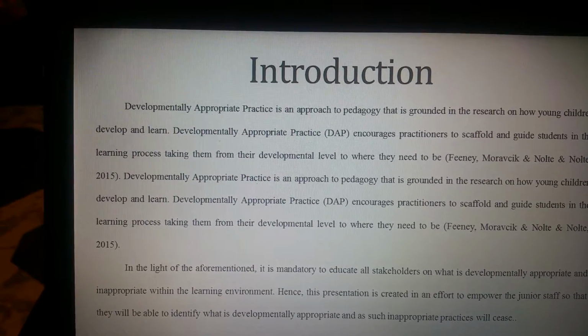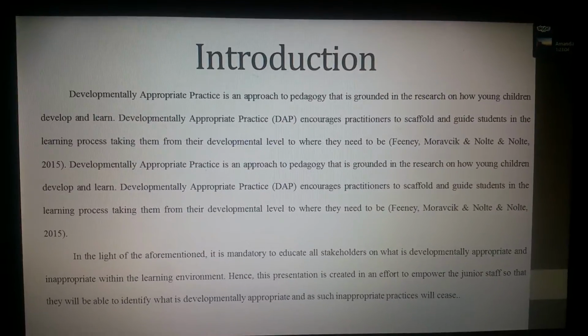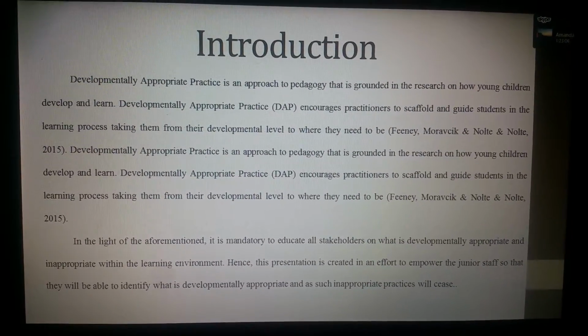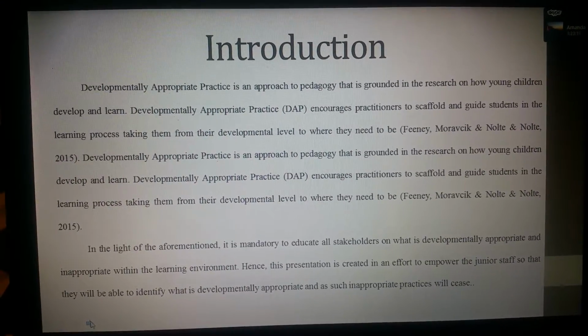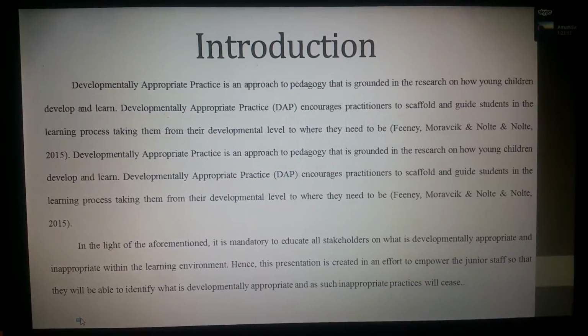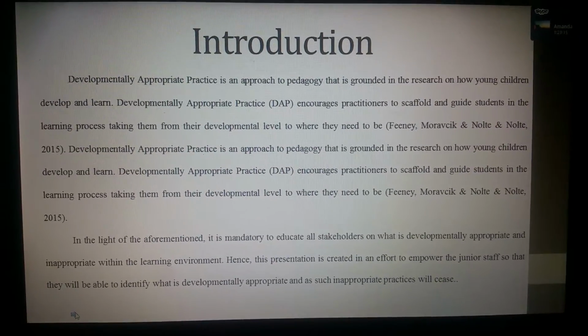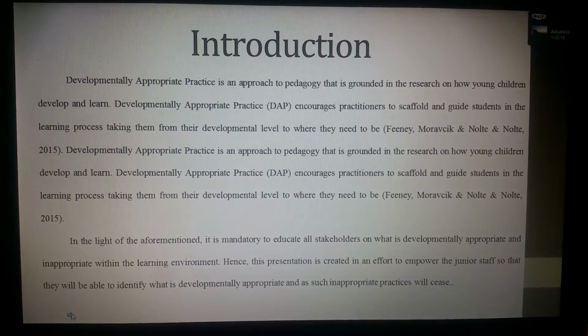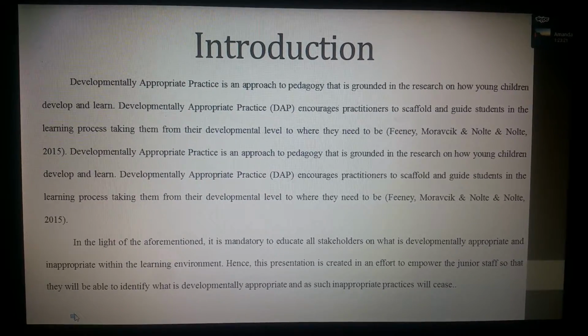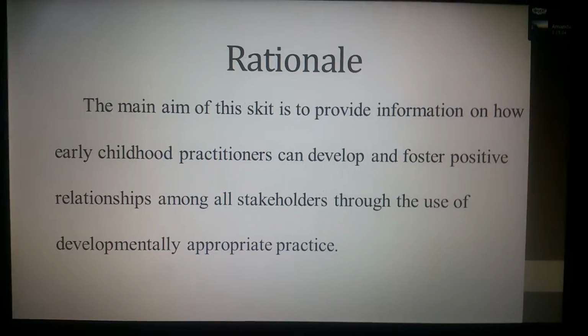in the learning environment. Hence, this presentation is created in an effort to empower the junior staff so that they will be able to identify what is developmentally appropriate practice and assist, and as such, inappropriate practices will cease. Marisa will go to the rationale.